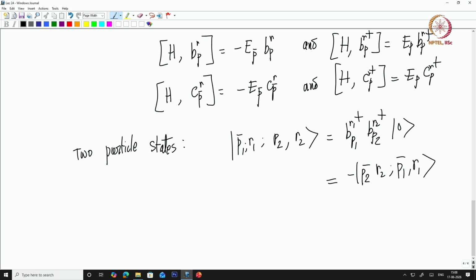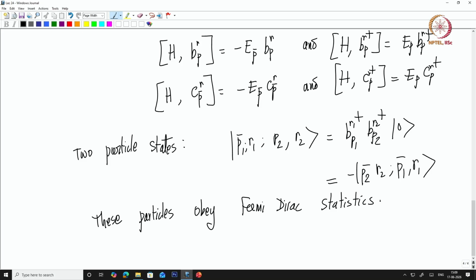Okay, and which tells you that you have anti-commutation relations, and these particles obey Fermi-Dirac statistics. So in particular, if you have something like this, a state with the same momentum p and the same spin r, this is 0. And this is because of the Pauli exclusion principle.